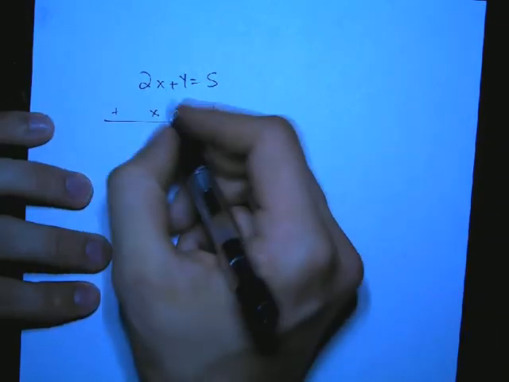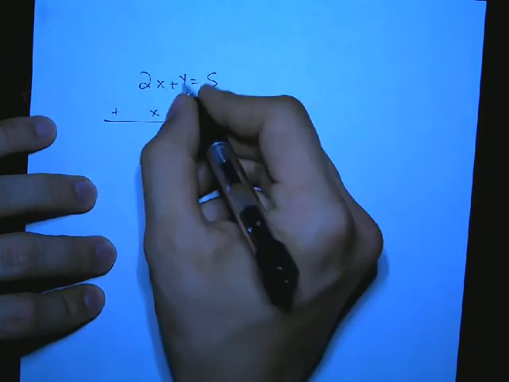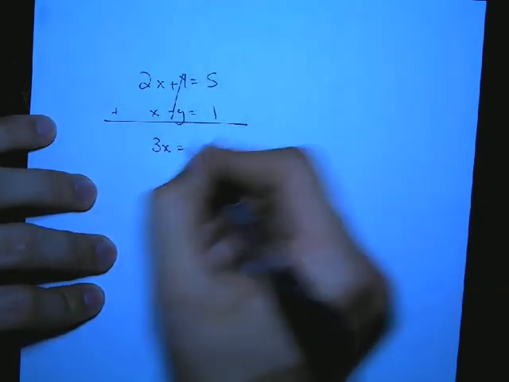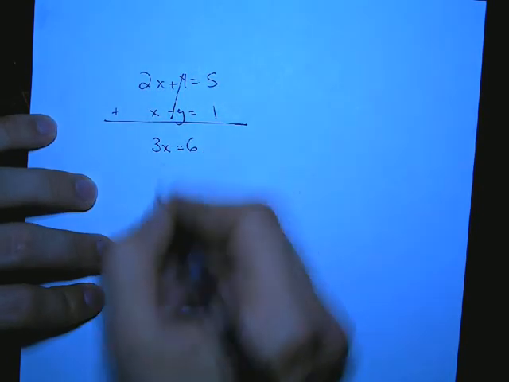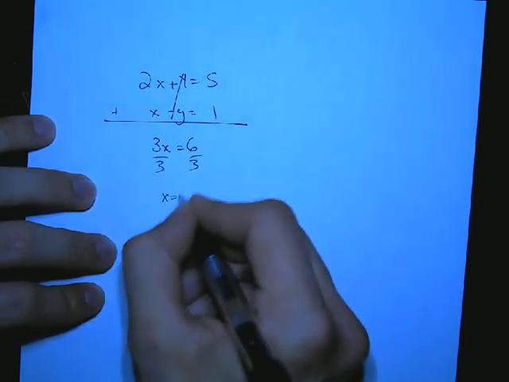They're equivalent. So 2x plus x is 3x. Y minus y eliminates, cancels out. And then 5 plus 1 is 6. And that's really about it. You pull the 3 off, and x is equal to 2.